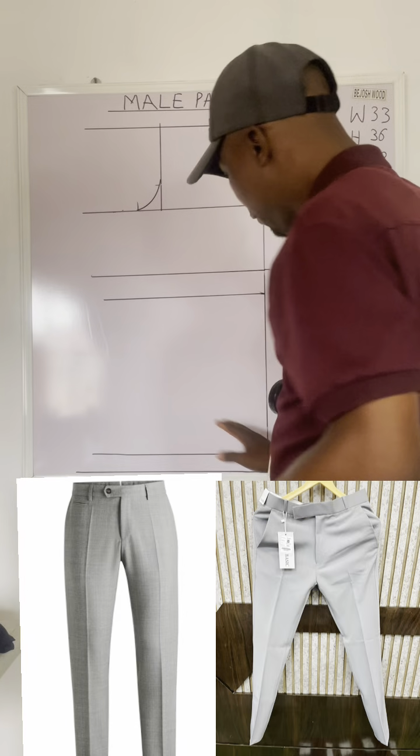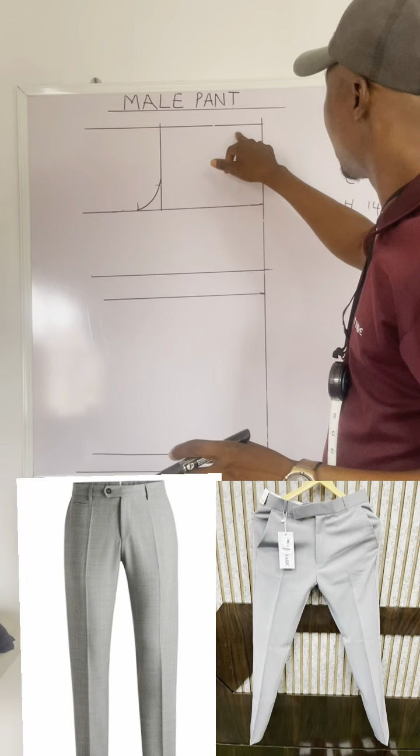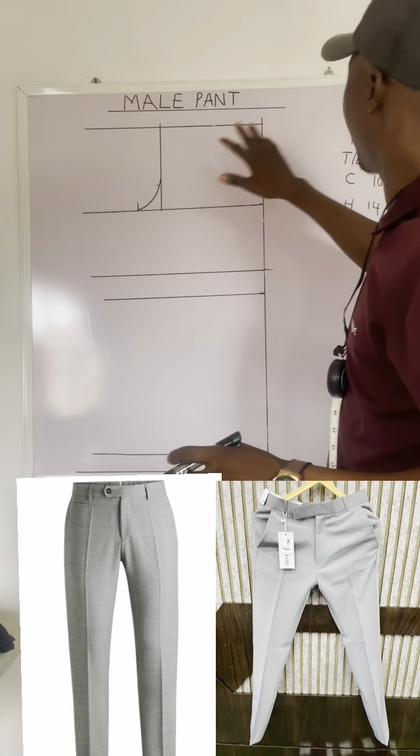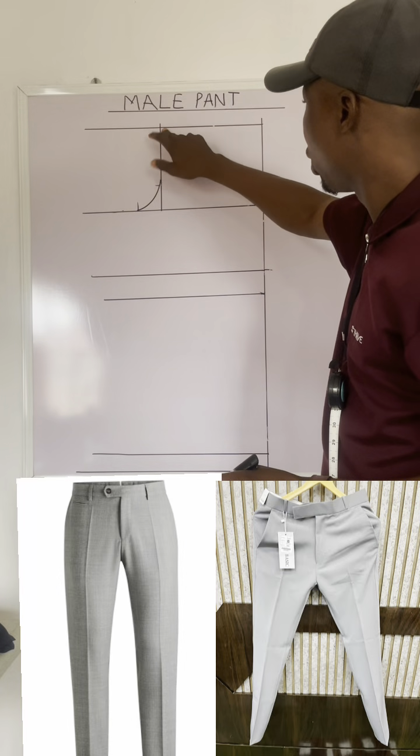Good. I believe you follow me to this point. Let me come again. Waist. This is how we determine the waist: 33 divided by 4 plus half inch. That's how we got the plus 1. That's how we get the waist measurements.